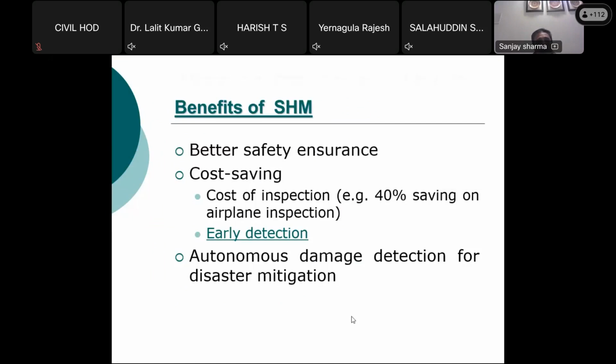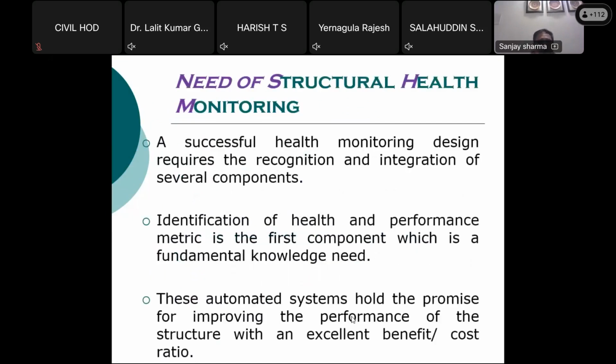Autonomous damage detection, for disaster reduction. So basically, for a successful health monitoring system, you will require recognition of what is to be monitored and integration of the many components in that, along with identification of health and performance metrics, which is a fundamental knowledge need. So what is required: whether you want to measure crack propagation, whether you want to measure vibration, whether you want to measure deflection. That is to be decided.